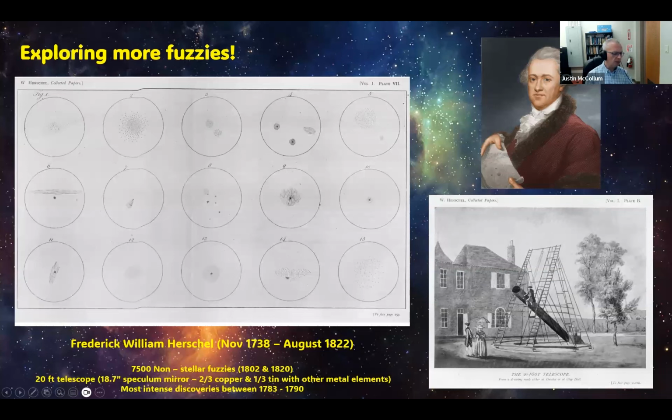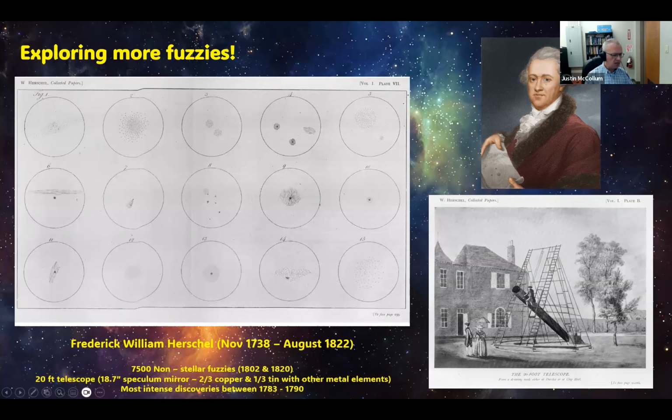He had a lot of unpublished work, but basically between 1802 and 1820, there's about 7,500 of the Messier-type objects that we know. He built over a dozen scopes. This is one of his more famous ones, the 20-foot scope. So he had about a 19-inch speculum mirror. It's about two-thirds copper, one-third tin. You mix it with like silver and antimony. It's a white brittle metal, but when you polish it, it's nicely reflective.